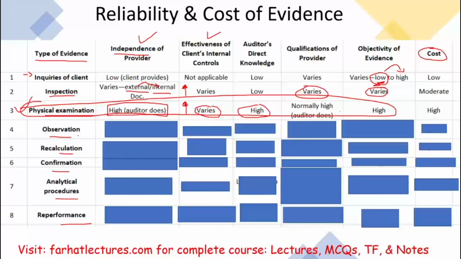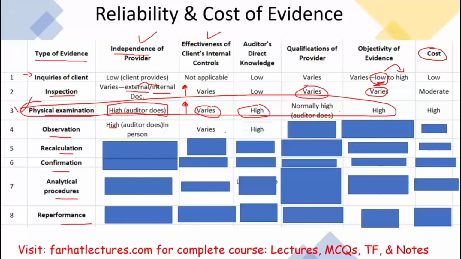Observation. Observation is when you're looking. Well, who's looking? The auditor. Usually it's high because the auditor is there in person. But remember, although we are observing, if the client knows we are observing, they might act differently. They might do what they're supposed to be doing. Effectiveness of internal control varies, because we really don't know. If internal control is good, then observation is a good source of evidence.